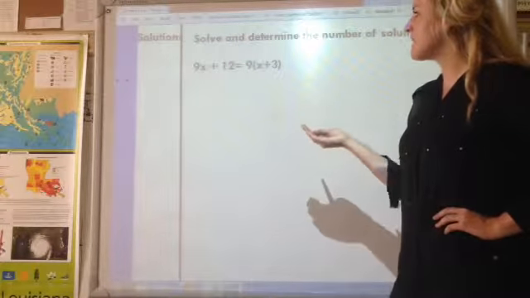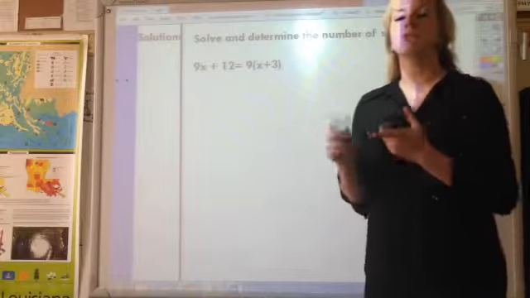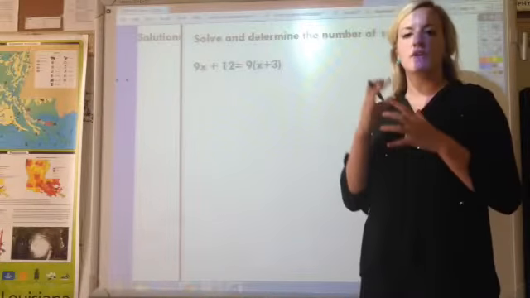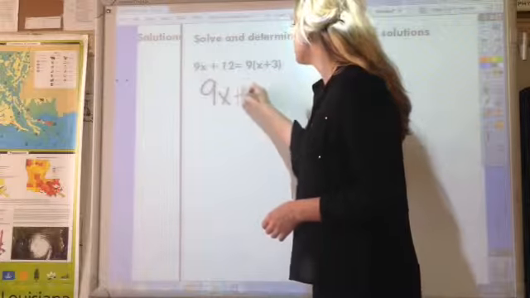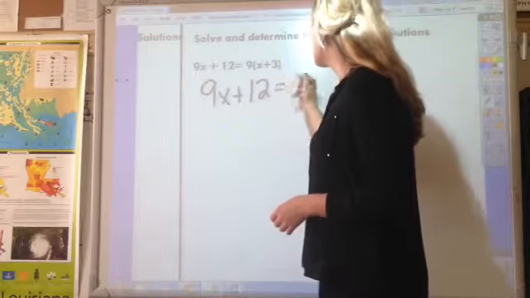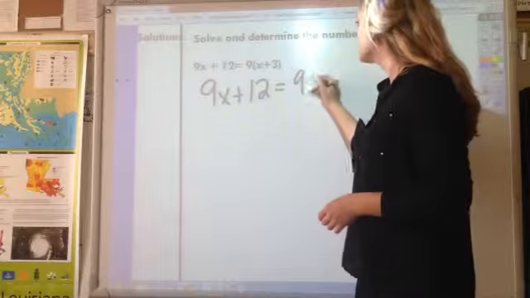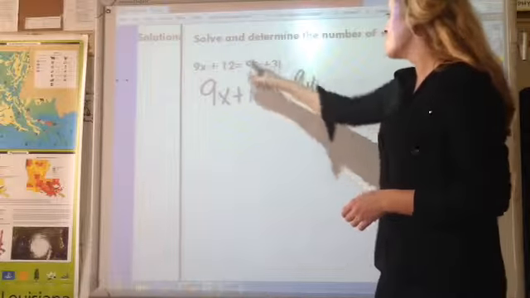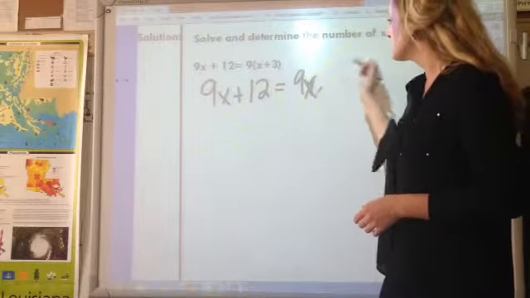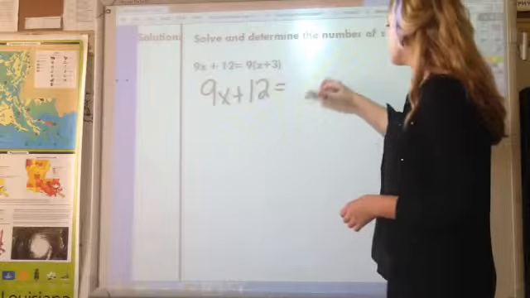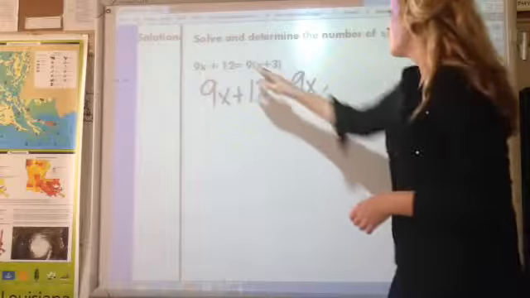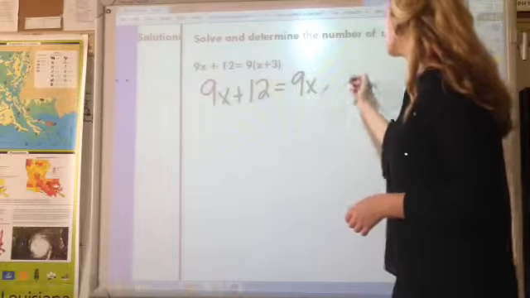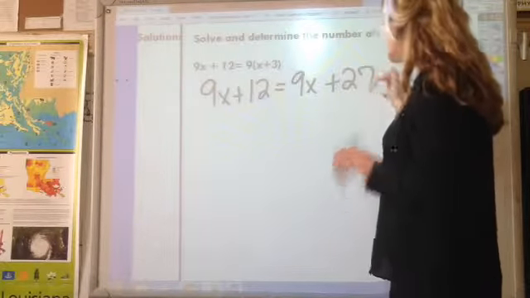Immediately I see that I'm going to have to distribute. Remember, even when I'm trying to determine solutions, I'm still solving for my variable. So this side of my problem is going to stay the same. If I distribute 9 times x, that will leave me with 9x. And then 9 times 3 is going to leave me with 27.